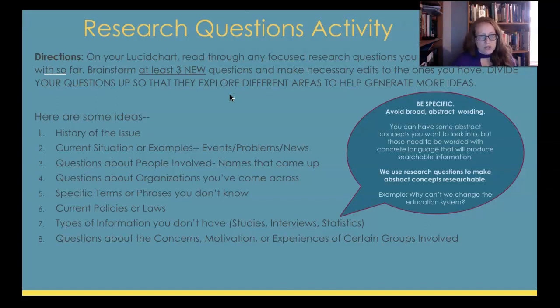Questions about concerns, motivation, or experiences of certain groups. So your question at this point could be, what are different perspectives? If you know what those perspectives are, you could ask, what are the concerns of this group? To maybe try to get at that a little bit more. And again, you can get more specific and you'll continue to generate questions, but you need a springboard of some places to go first. So 3 new questions.